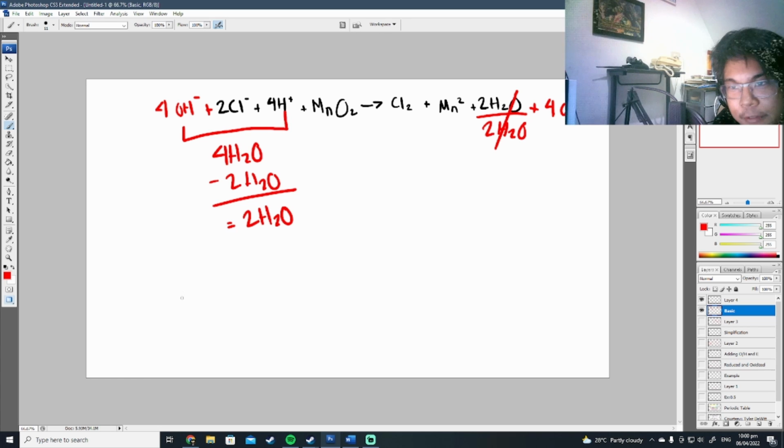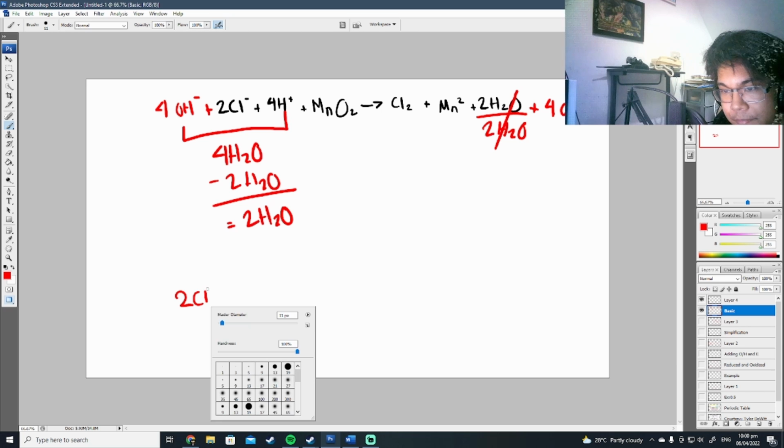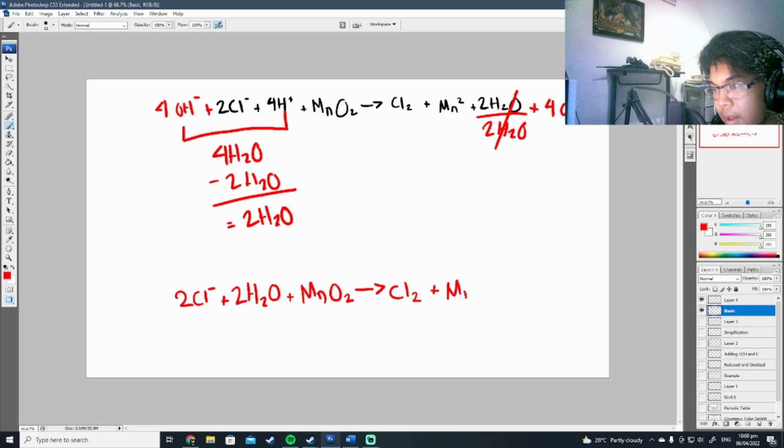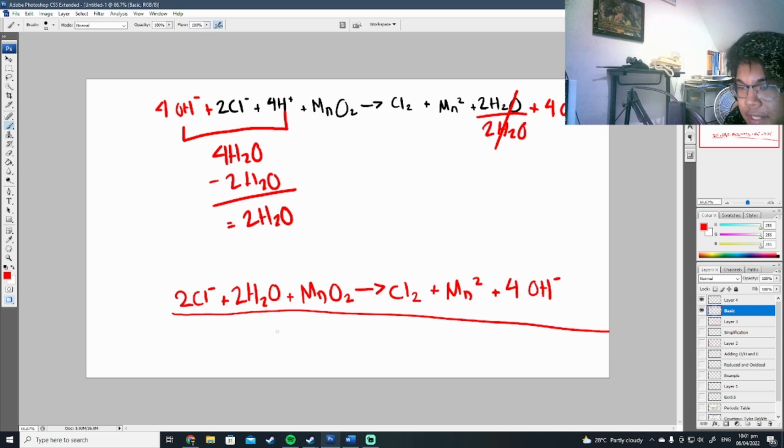So we then rewrite our final answer as 2Cl minus plus 2H2O plus MnO2, and on the other side, Cl2 plus Mn2 plus 4OH negative. And then, ladies and gentlemen, we have our basic solution.